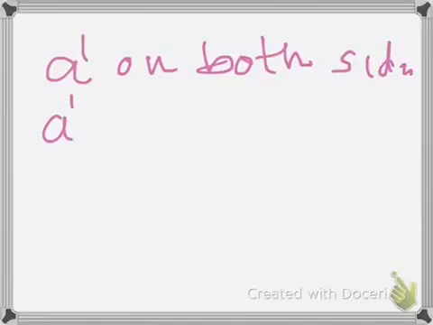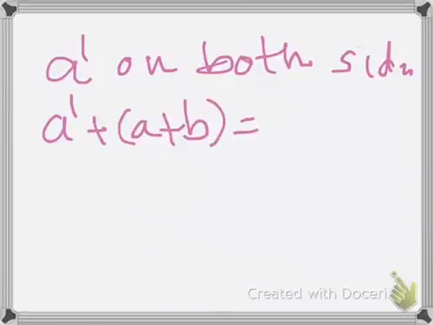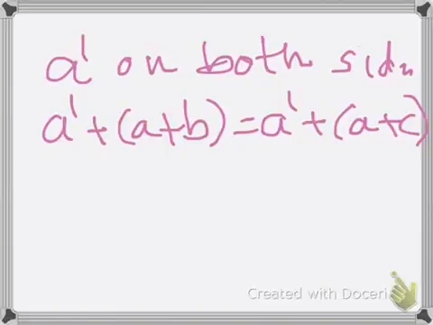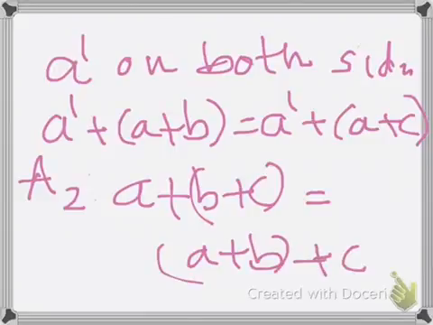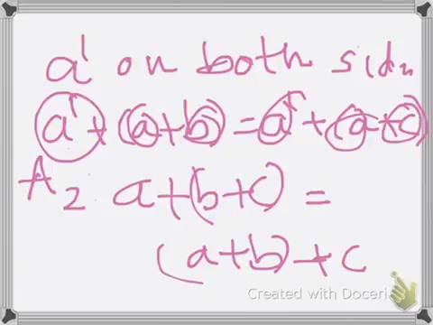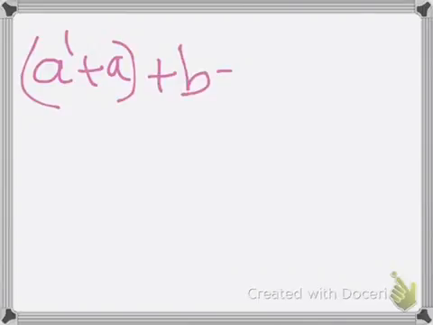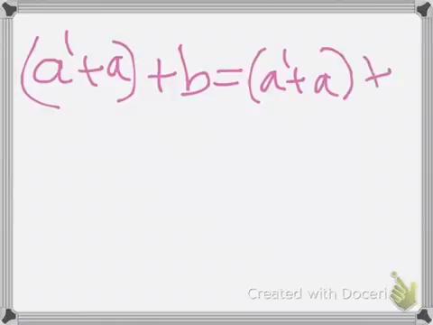Now we add A dash on both sides. Alright, so adding, A dash plus A plus B equals A dash plus A plus C. And by axiom 3, which states that A plus B plus C equals A plus B plus C, do we see that pattern here? We see A dash, A, B, and A dash, A, C, don't we? So by the associative axiom, we have A dash plus A, in brackets, plus B, equals A dash plus A, in brackets, plus C.